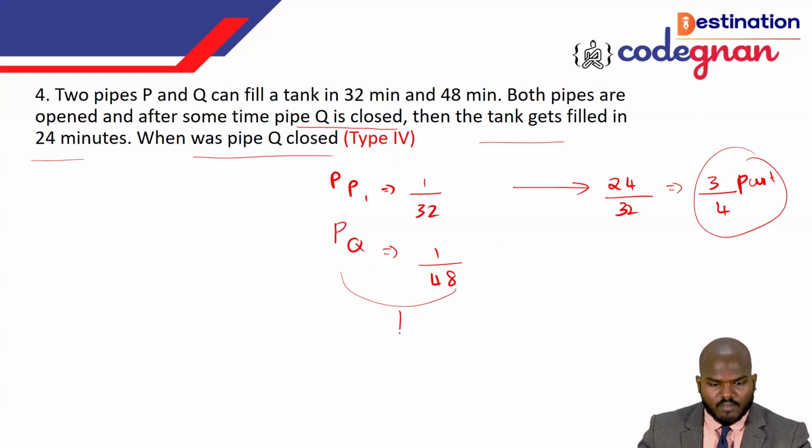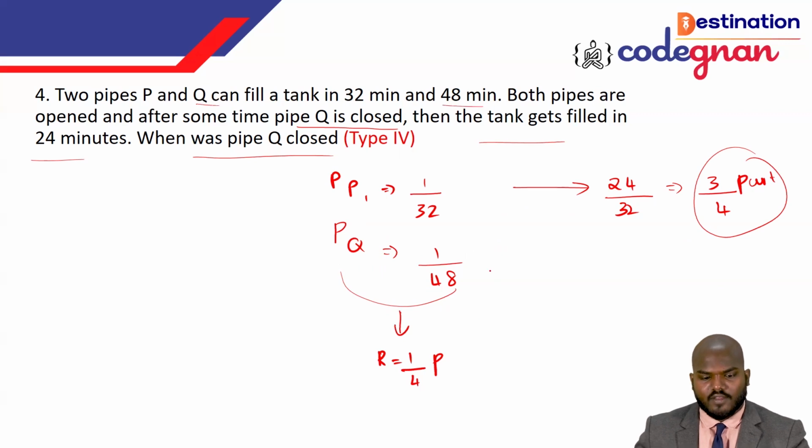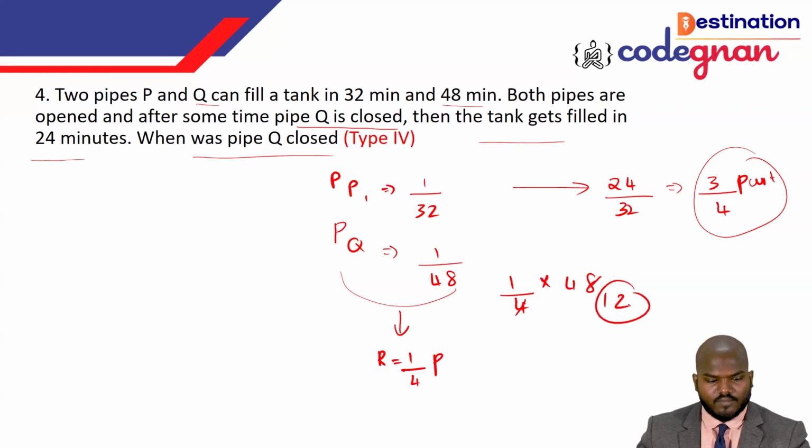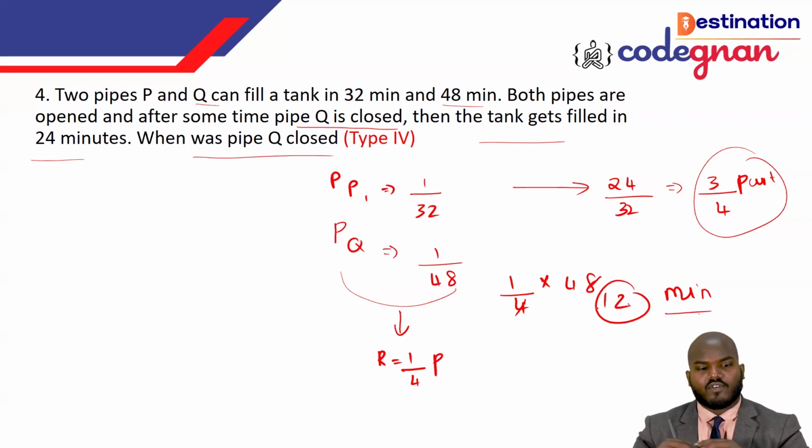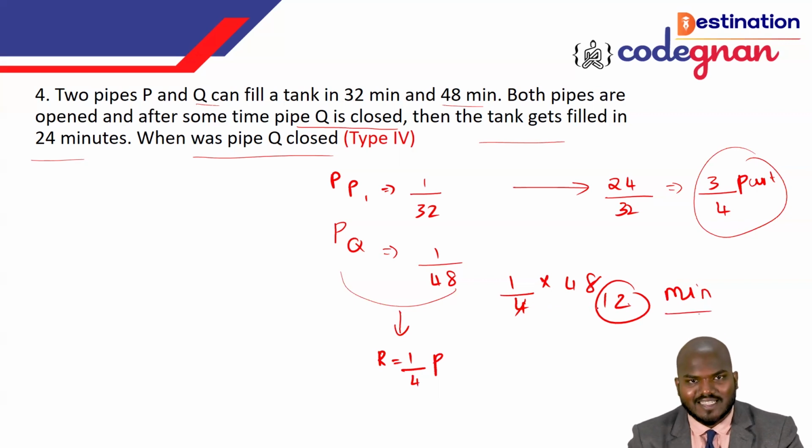So the remaining part is 1 by 4 of the work. Pipe Q can fill the whole tank in 48 minutes, so that is 1 by 4 times 48, which gives the value 12 minutes. So pipe Q was closed after 12 minutes. This is how we can sort out the answer in this particular question, guys. I'll go for the next one.